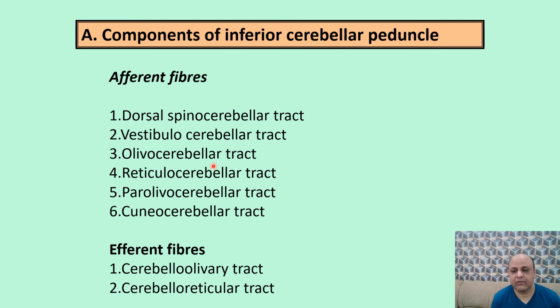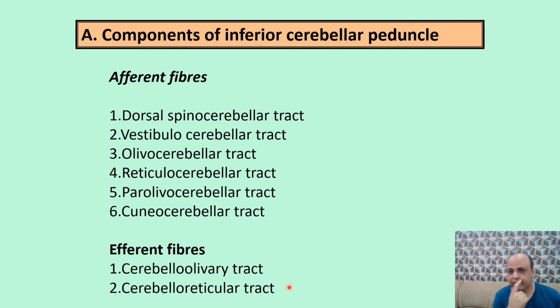Other than that, if you remember the word ORPC, O stands for olivo, R stands for reticulo, P stands for parolivo, and C stands for cuneo. So these are the other four afferent components of the inferior cerebellar peduncle. And the efferent components, again, from ORPC you take O and R: cerebello-olivary tract and cerebello-reticular tract. So these two are the efferent components of the inferior cerebellar peduncle.